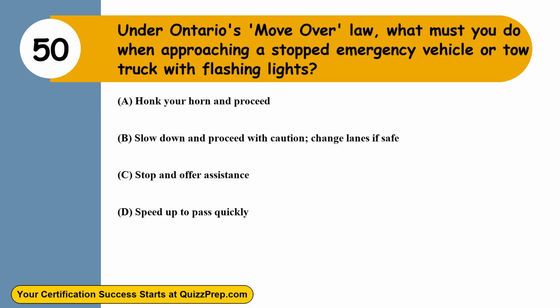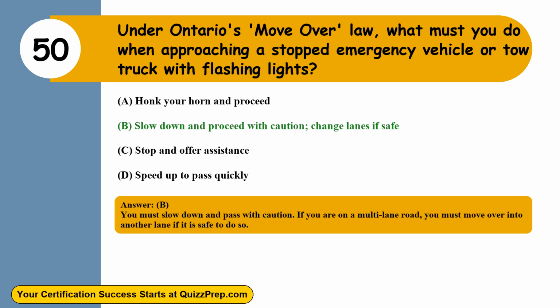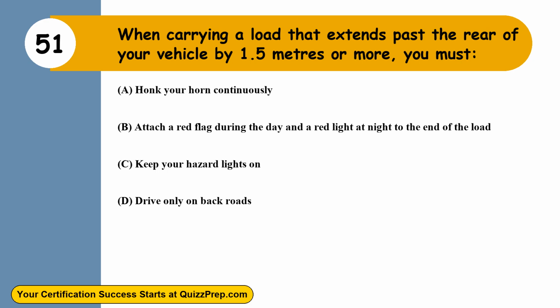Question 50. Under Ontario's Move Over law, what must you do when approaching a stopped emergency vehicle or tow truck with flashing lights? Option A, honk your horn and proceed. Option B, slow down and proceed with caution, change lanes if safe. Option C, stop and offer assistance. Option D, speed up to pass quickly. The correct answer is option B, slow down and proceed with caution, change lanes if safe. You must slow down and pass with caution. If you are on a multi-lane road, you must move over into another lane if it is safe to do so.